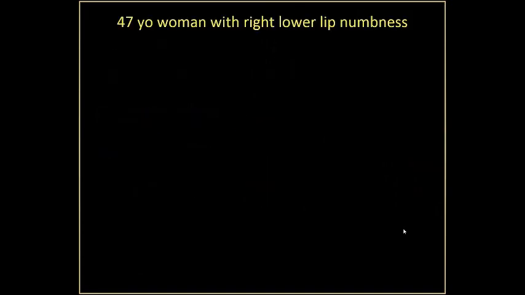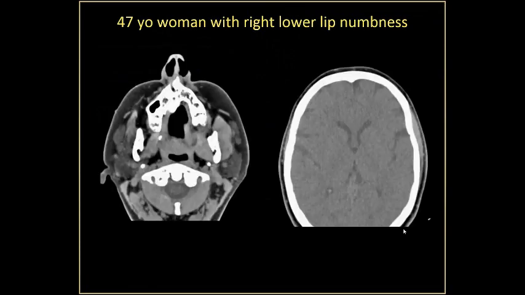All right, so let's move on to our next case here. This is a 47-year-old woman presenting with right lower lip numbness. So here are a couple CT images. So take a moment and look at the image on your left and look for asymmetry between the right and left side.